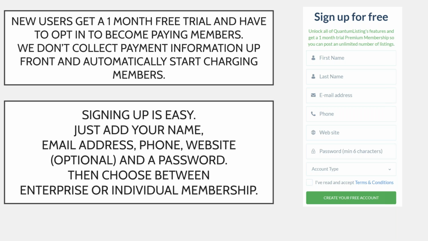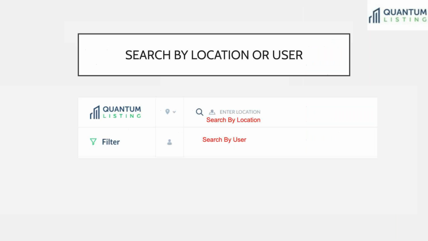So when you sign up for Quantum Listing, you get a 1 month free trial. We don't collect your payment information up front and automatically start charging members like Planet Fitness. You have to opt in to become a paying member. Signing up is very easy. You can see the sign up form here on the right hand side of the page. Just add your name, your email address, your phone number, your website if you have one, password, and then you choose between enterprise or individual membership.